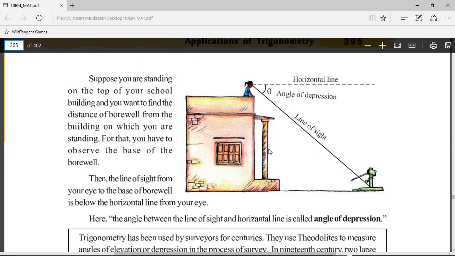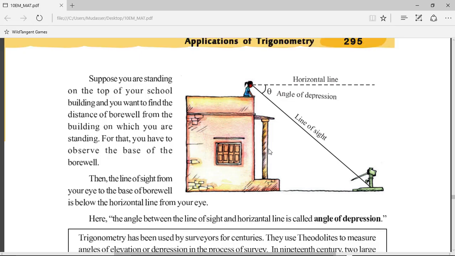In this figure, we see that there's a girl standing at the top of a building and she is looking at the base of a borewell. Now, we have drawn an imaginary line here parallel to the ground. So that's our imaginary dotted line, which is parallel to the ground. And there's a line connecting the girl's eye to the base of the borewell, and that is her line of sight. Now we see that the angle between the horizontal line and the line of sight here is angle of depression.